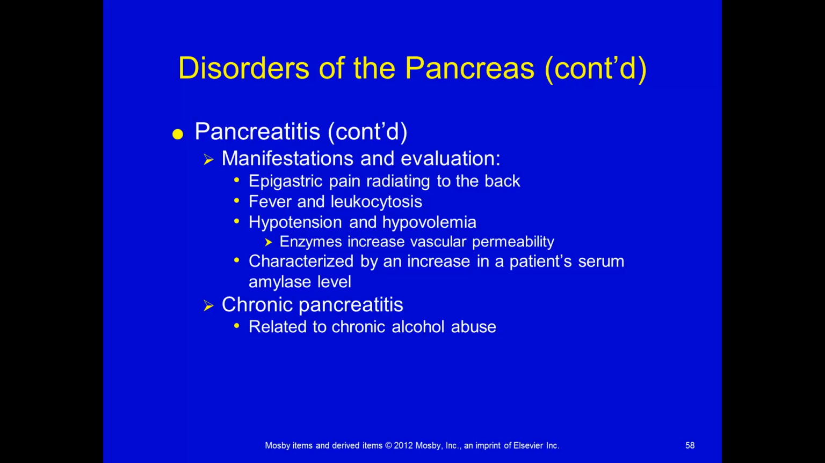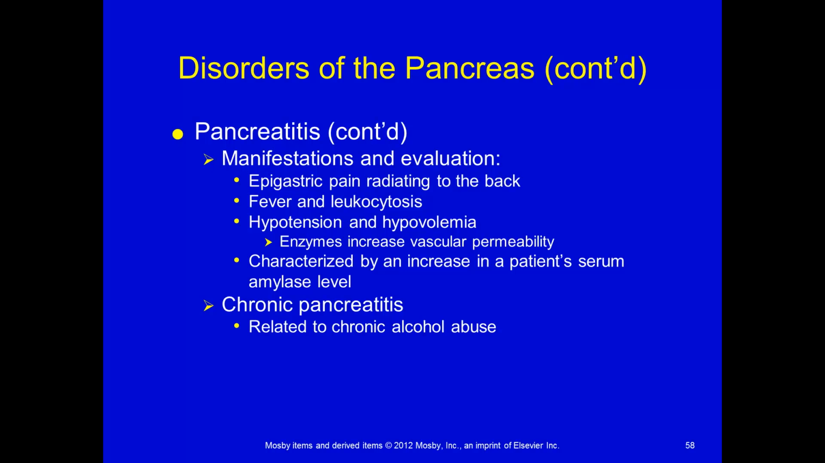Pancreatitis, in terms of clinical manifestations and symptomatology, they're certainly going to have epigastric pain that radiates to the back. You can certainly see fever and increased white blood cell count with pancreatitis. You very commonly will see hypotension and hypovolemia with pancreatitis, and it has to do with the fact that these enzymes increase the vascular permeability of the vessels in and around it. And you can certainly see an increase in the patient's amylase and lipase, which I talked about in my voiceover from Monday. Those are the big enzymes found in the pancreas.